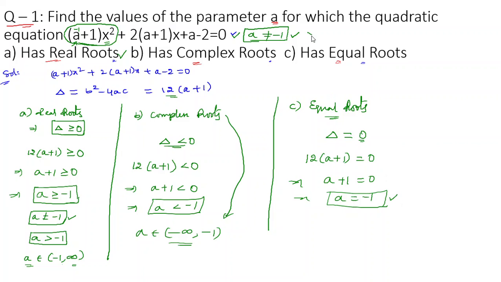So these two are contradicting each other. So a must not be equal to minus 1, because if a becomes minus 1, then the quadratic equation will stop from being a quadratic equation because the x square term will become disappeared. But here a is equal to minus 1. So which is false? This is false.